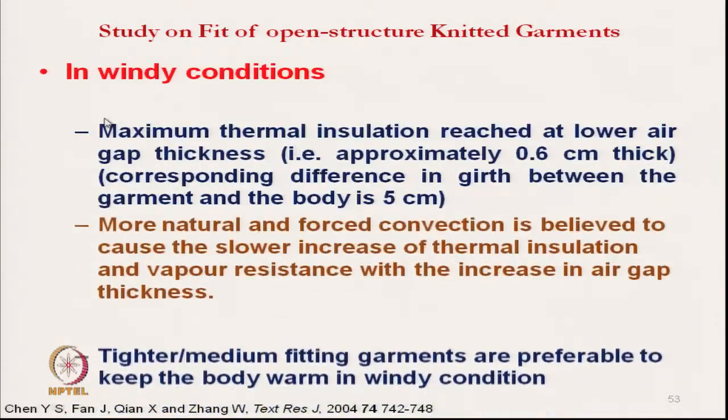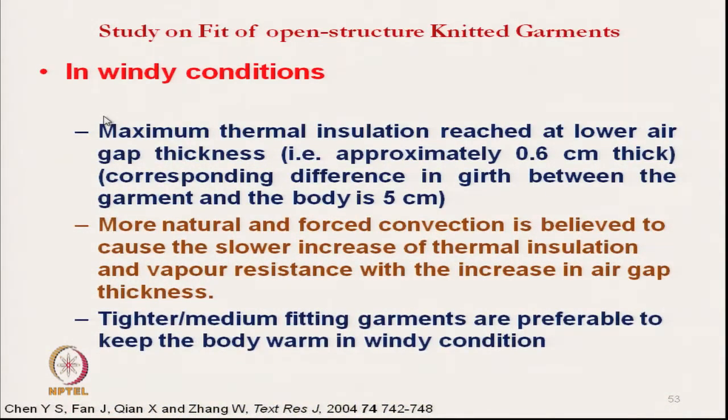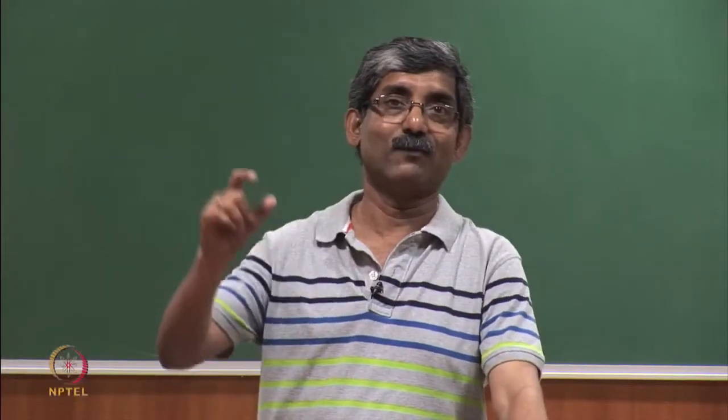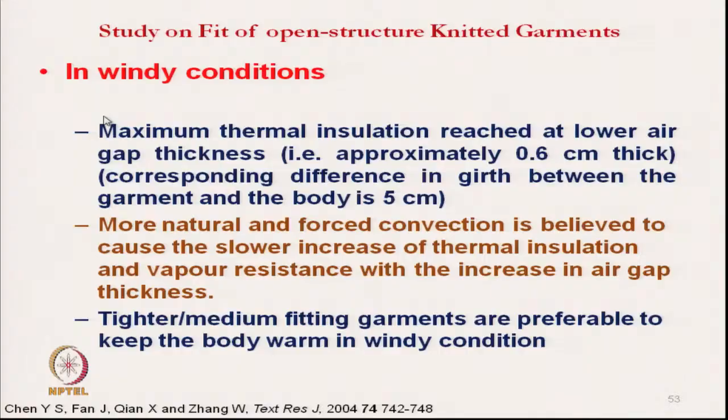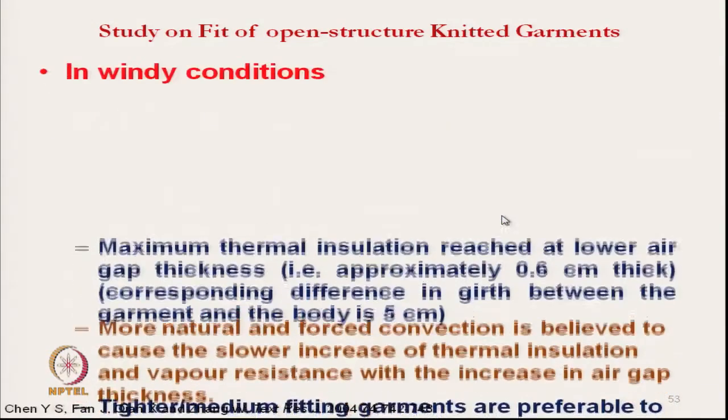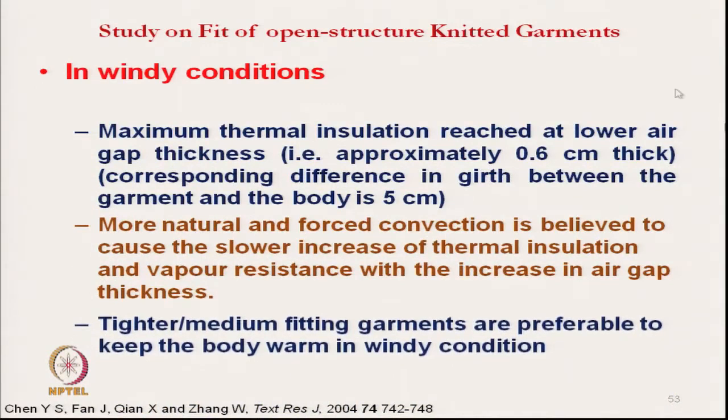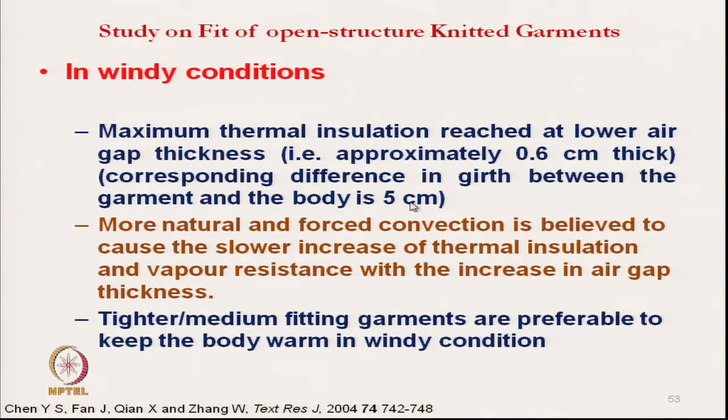But in windy condition, that will be reduced, we have to reduce the thickness. That means, from loose fit garment we have to have a little bit medium fit garment, typically 0.6 centimeter. So, we have to reduce the total length of the garment by 2 centimeter, from 7.5 centimeter to approximately 5 centimeter. So, 2.5 centimeter reduction in the size should be there in case of windy condition.